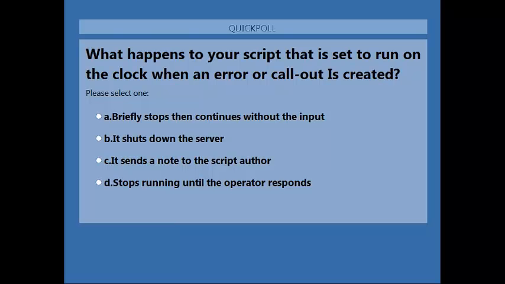Okay, so what happens to your script that is set to run on the clock when an error callout is created? Briefly stops, then continues without the input; shuts down the server; sends a note to the script author; or stops running until the operator responds. It could be a callout where it wants a variable. It's not just an error, it's an error or a callout.